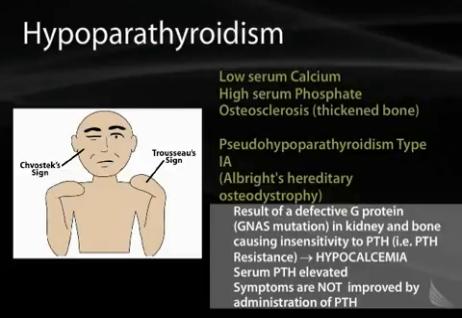So both true hypoparathyroidism and pseudohypoparathyroidism result in hypocalcemia, but the PTH levels in the two states are dramatically different. In true hypoparathyroidism, PTH levels are low. In pseudohypoparathyroidism, PTH levels are normal or increased. As a result, symptoms are not improved in pseudohypoparathyroidism by the administration of PTH.